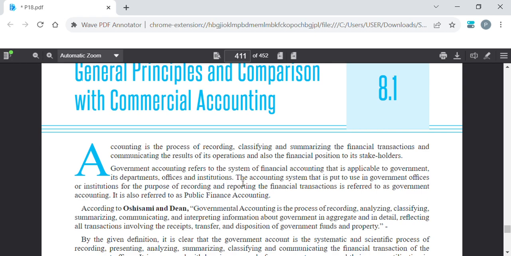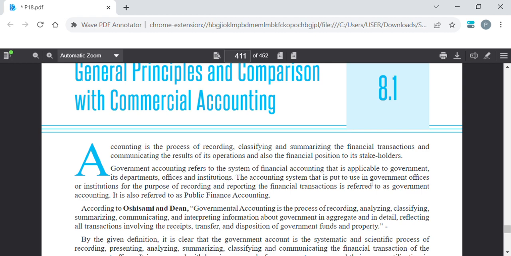Government accounting refers to a system of financial accounting that is applicable to government, its departments, offices and institutions. Government accounting is nothing but a system of financial accounting that is applicable to government only. To private sectors, to private companies? No. To government only, its departments, offices and institutions. To government and government departments, government offices and government institutions.